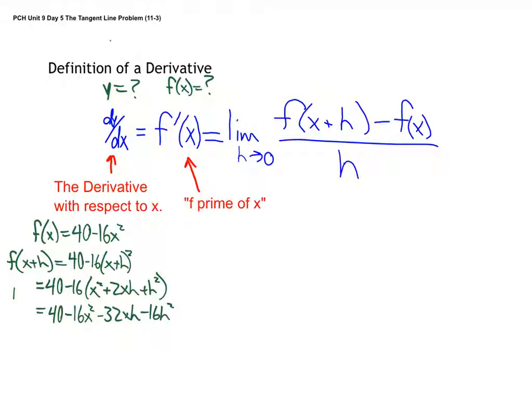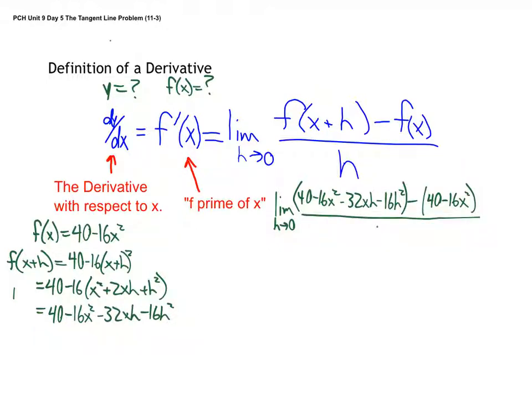So let's check this out. Let's see what happens. We have the limit as h approaches 0 of what we just found. So 40 minus 16x squared minus 32xh minus 16h squared minus the original function. Okay, so here's our f of x plus h. The original function is 40 minus 16x squared. And that's all over h. So now, let's look and see how we could simplify. How could we simplify the numerator here?